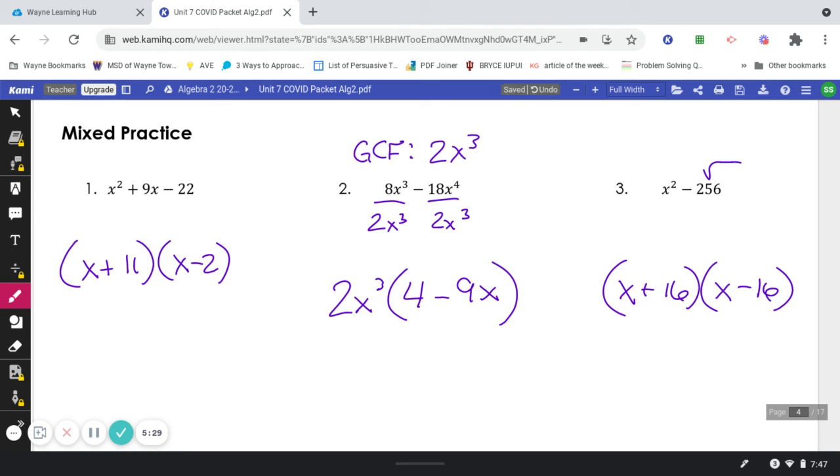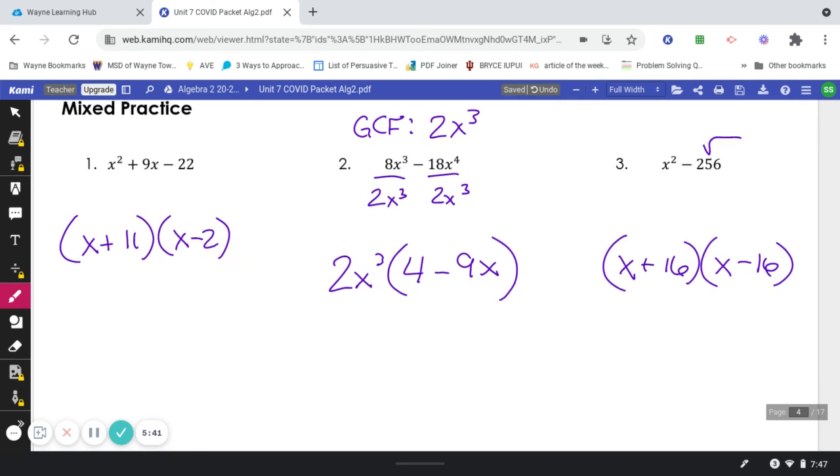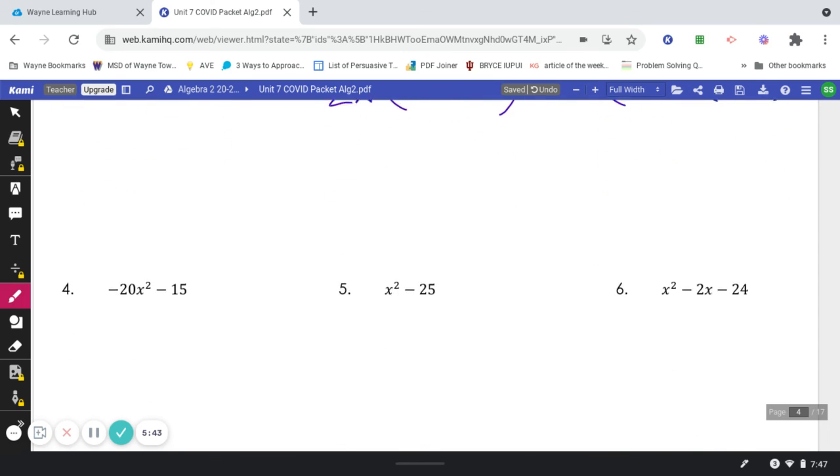For the first three, the first one was a trinomial. The second one is a greatest common factor problem. And the third one was your difference of squares where you square root. Hopefully you got those three answers correct. Let's check the next three.